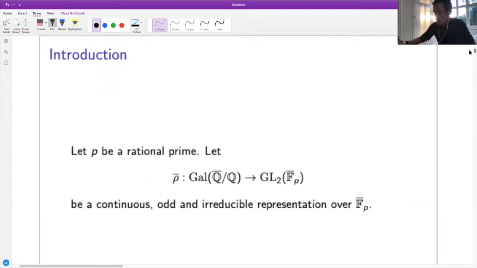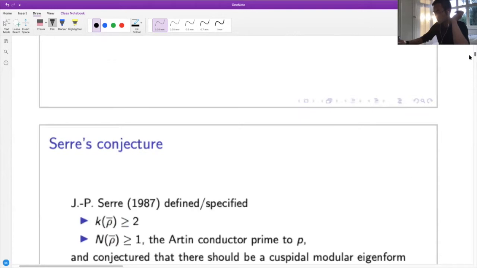Because it's about Serre's conjecture, I want to start by recalling, probably it's not necessary for this workshop, what Serre's conjecture was about, and then build up from that point onwards. So let p be a rational prime, and rho bar be a two-dimensional representation of the absolute Galois group of the rationals over F_p bar, which I assume is continuous, odd, and irreducible.